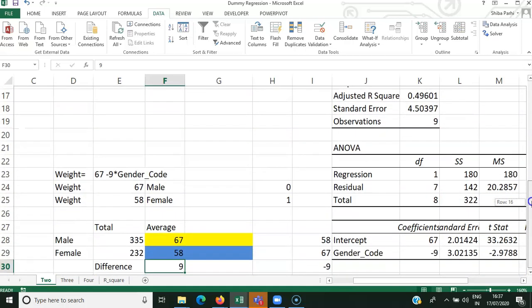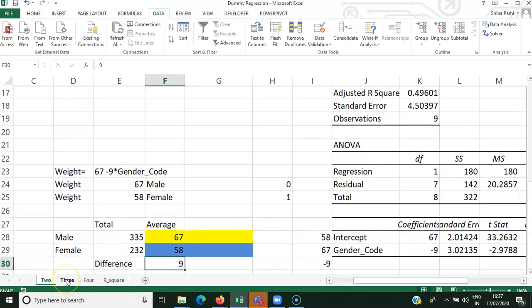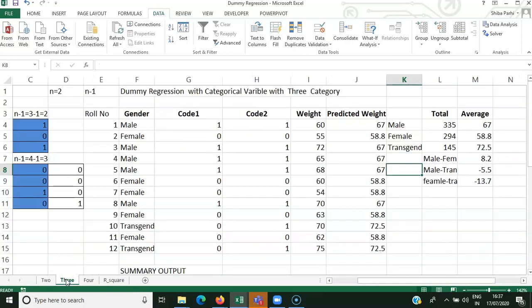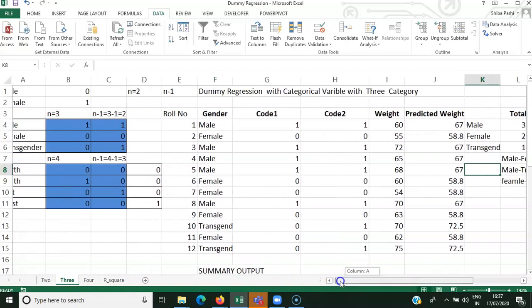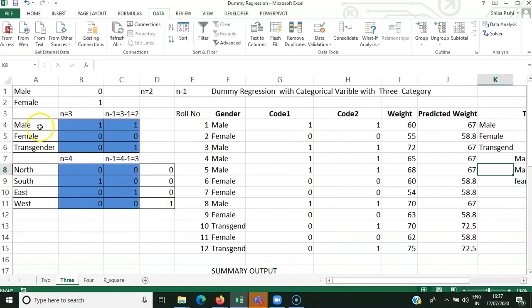We got this for the two groups and for this predicted weight, and you can go through it in detail, but let us go for the three. So let us go for 3, and for 3 I added some transgenders also, and I also took their weight. So now, instead of two groups, there are three groups: male, female, and transgender. And for this we have put the coding. The coding will be n minus 1. N minus 1 means there are three different categories, and 3 minus 1 means we have to represent three different categories with two codes.